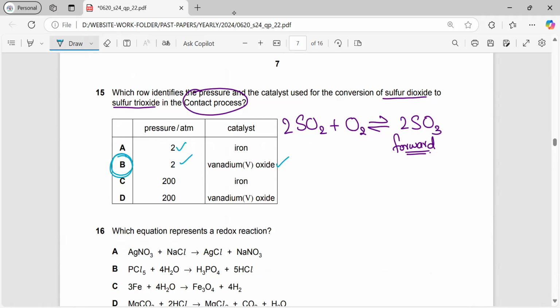B is the answer. We use an iron catalyst in the Haber process for the manufacture of ammonia, not for sulfuric acid. In the manufacture of ammonia, we use iron. Vanadium oxide is used in the contact process to make sulfuric acid.